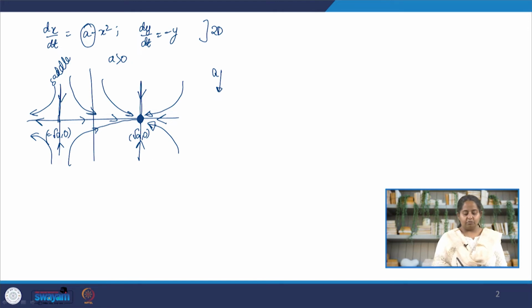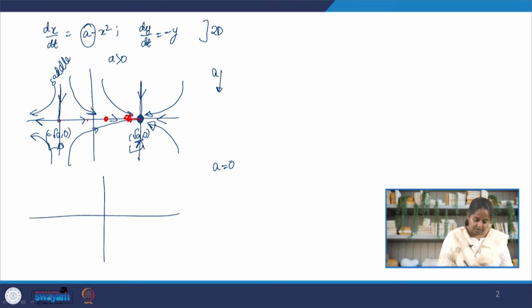Now what happens is that when we reduce the value of a, we will notice that minus root a and root a will become closer to each other. So what we see is that these two fixed points will approach each other, and eventually when a is equal to 0, these two fixed points will coincide with each other because a will be equal to 0, and they will meet at the intersection of the two coordinate axes. In that case, we will have only one fixed point here.